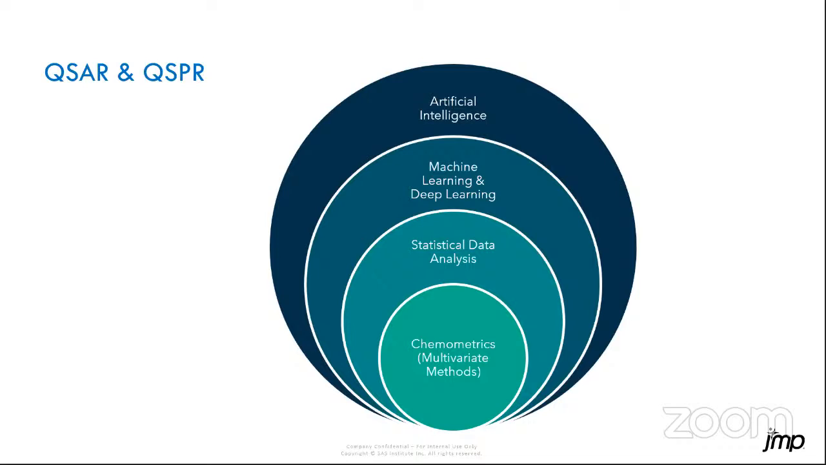I'm trying to open up a concept called QSAR and QSPR. Probably most of you would have heard about it. If you see the diagram, the bigger circle is artificial intelligence, within it is machine learning and deep learning, a subset of that is statistical data analysis, and a subset of that is chemometrics or multivariate methods. Essentially, everything is based on mathematics and statistics, I would say.